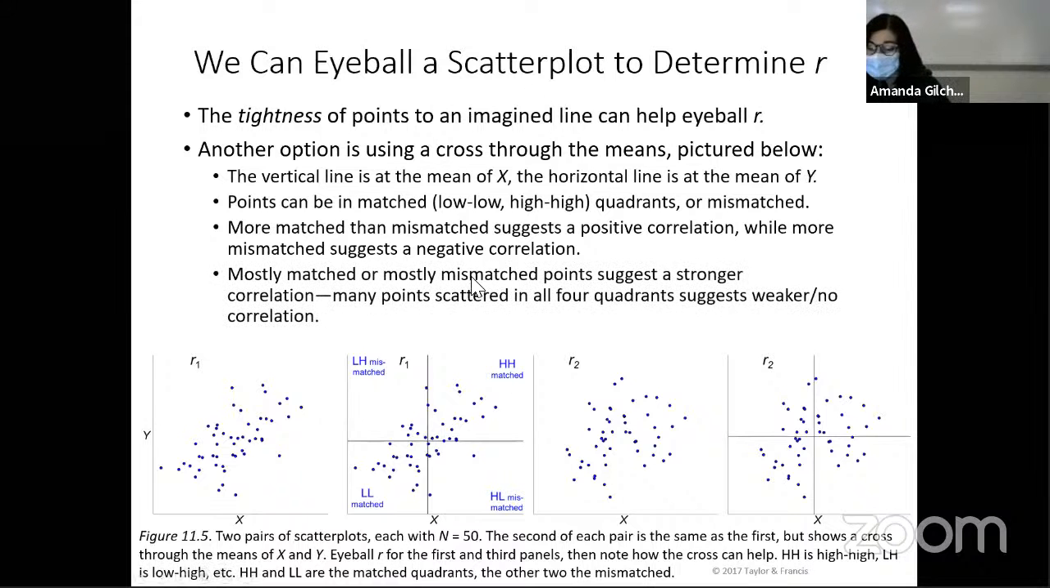So mostly matched or mostly mismatched points suggest a stronger correlation. Notice that most of them are falling in this quadrant or this quadrant. We have considerably fewer that are mismatched. Take a look at this one though. Here, the mismatched quadrants, there's more data in here. And additionally, notice that there's a lot less of a tight scatter. So this is probably going to be a weaker correlation than this one.